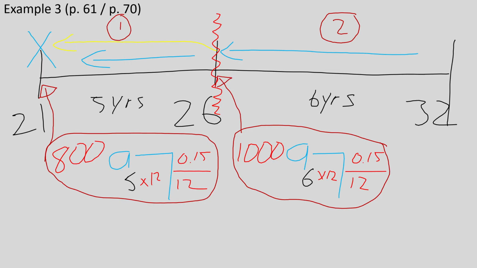What I'd ideally like to do now is add a plus sign there. I'm not allowed to add a plus sign. The one is on 21, the one is on 26. How can I fix that? This amount needs to go back for 5 years. Why 5? It needs to go back from his 26th back to his 21st birthday.